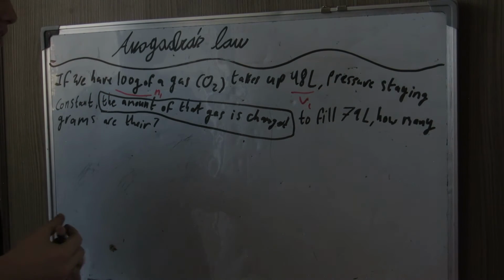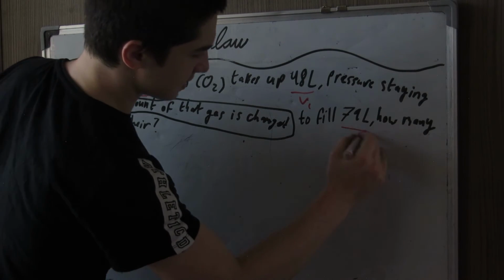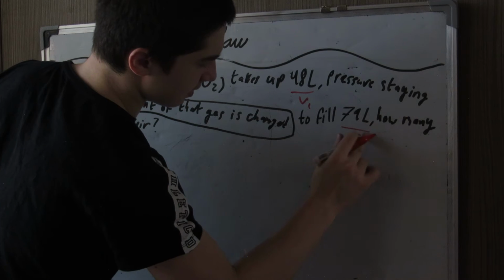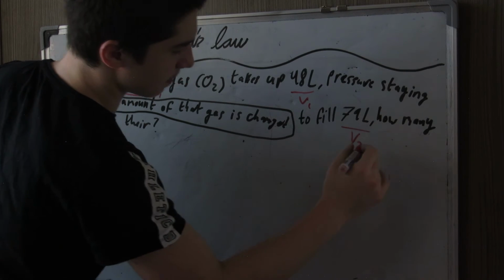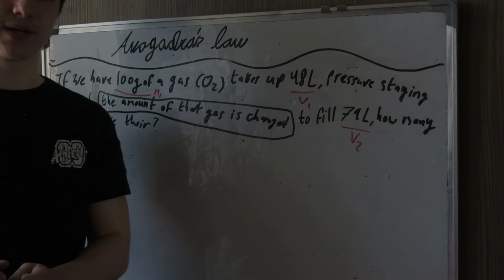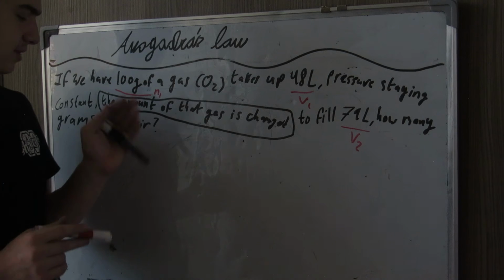To fill 79 liters. So that means this change filled up 79 liters. So that would be the second volume. So they're asking how many grams are there. But why are they asking how many grams, although we started with grams?